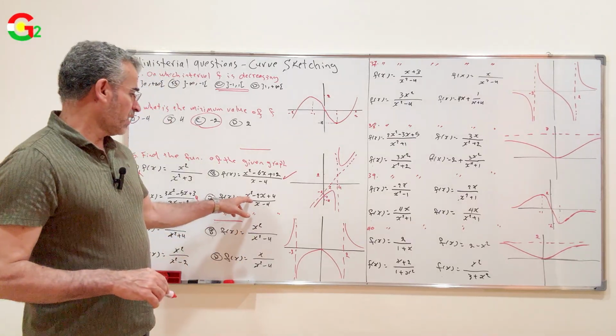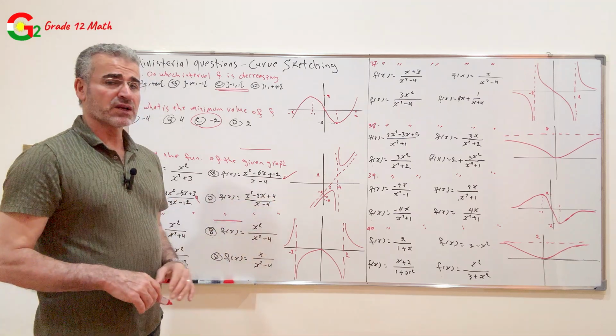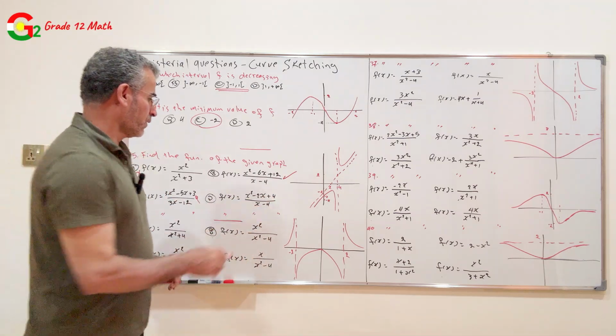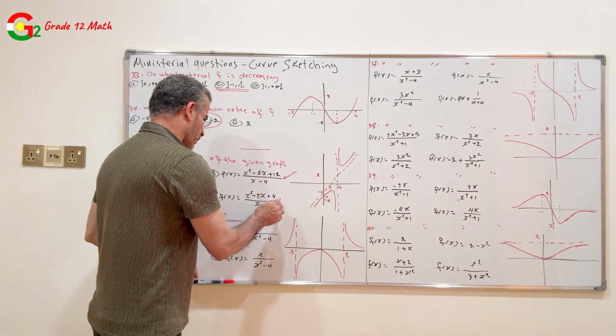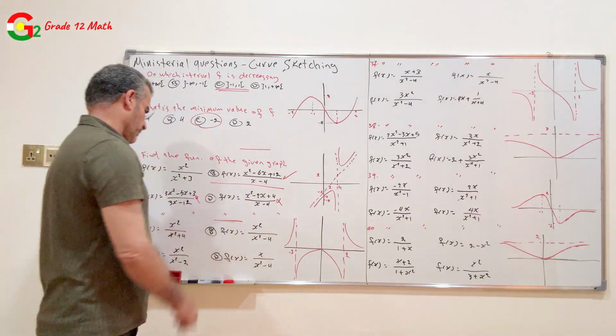When we substitute every x with 0 here, 0 minus 0 plus 4 over 0 minus 4, 4 over negative 4 equals negative 1. Therefore, also this choice is wrong. The right choice is B.